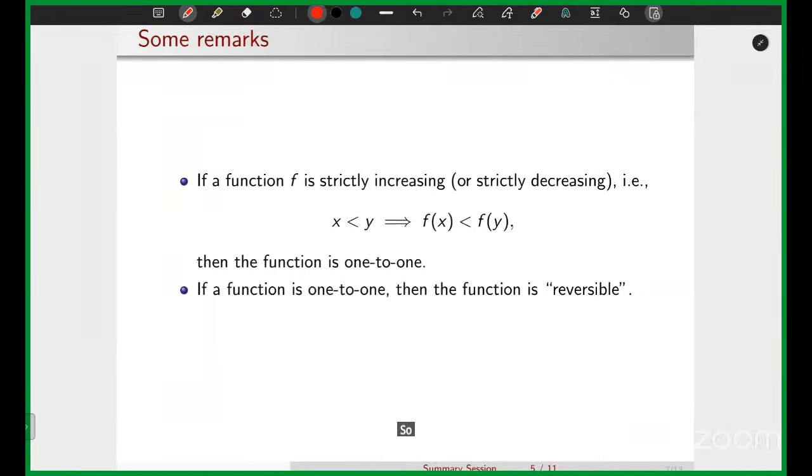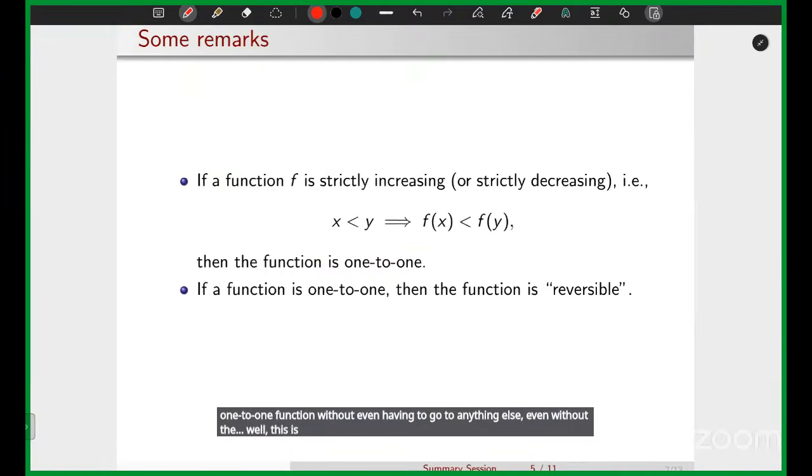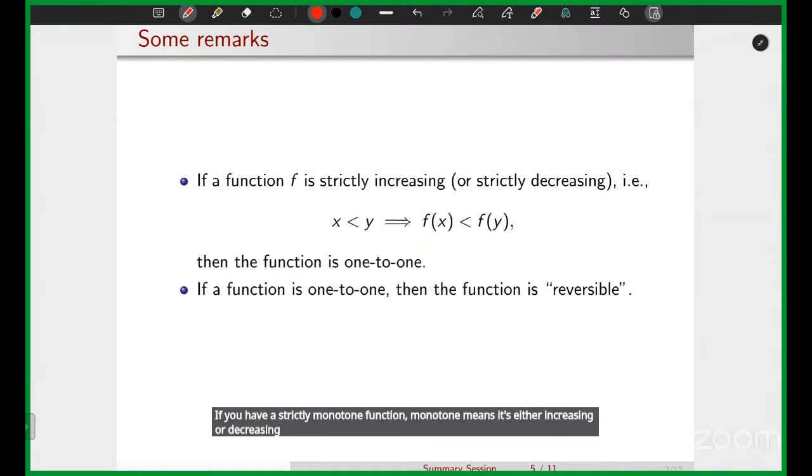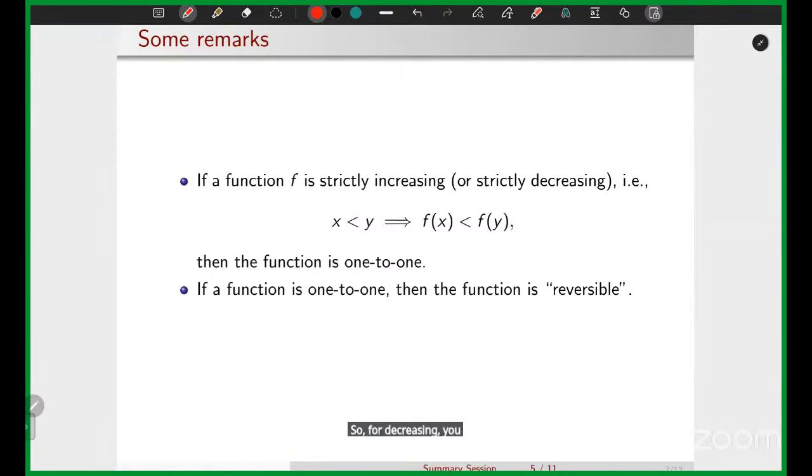So yeah, some tests for a one-to-one function, without even having to go to anything else. This is a corollary or consequence of the horizontal line test. If you have a strictly monotone function, monotone means it is either increasing or decreasing. Here, the condition that is written over here is only for increasing. For decreasing, you will have x less than y implies f(x) greater than f(y). So for a strictly increasing function, we'll focus on that first, then the function is one-to-one. Can someone give an argument for this statement using the horizontal line test?